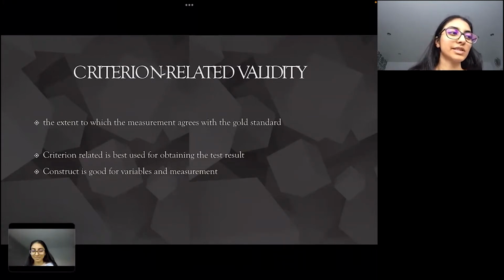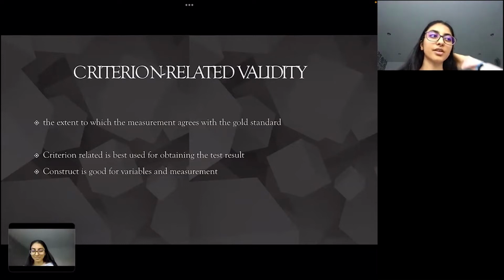So let me think of an example. Okay, let's say there was a test that could tell you if a criminal would reoffend. And then 100 people who have previously committed a crime are put through this test, and 90% of the people who got a positive result in this test then reoffended. So that would mean that there is a high criterion validity. That also means that there is a high construct validity.